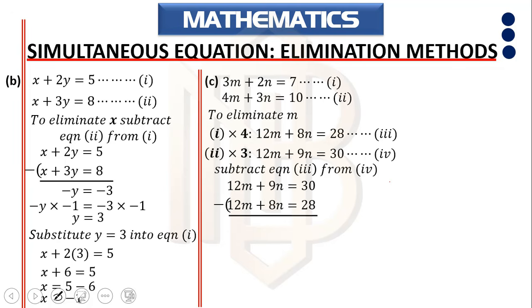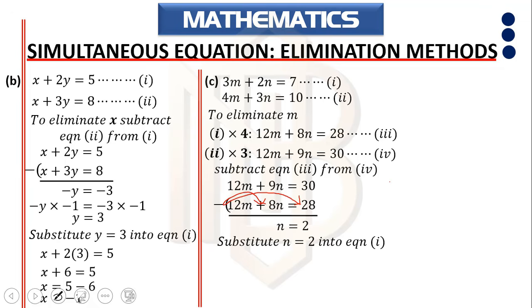Minus times plus is minus, so 12m minus 12m is 0. That means we have 0 there. That's a minus times plus here, it becomes minus. That's 9n minus 8n, which gives us n. And a minus times plus here too, so that's minus. That means 30 minus 28 will give us n equals 2. Okay, so that's the value of n.